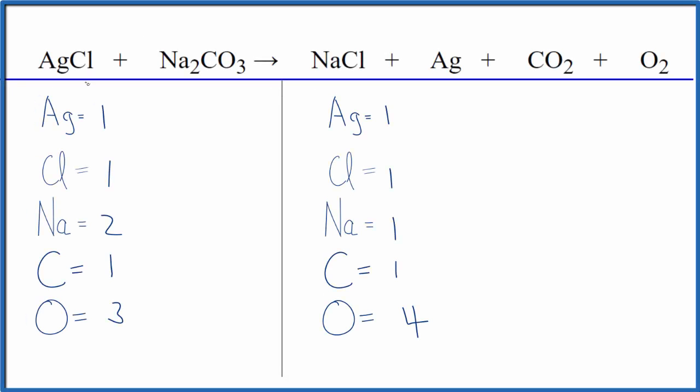I was asked to balance the equation AgCl plus Na2CO3. This is silver chloride, and we have sodium carbonate here. So to balance it, the first thing we do is count the atoms up. I've already counted the atoms up here.